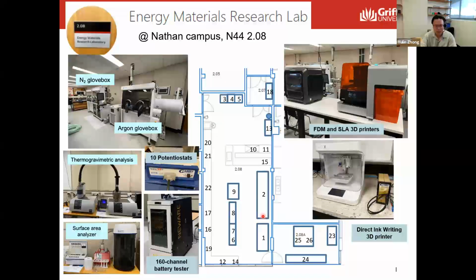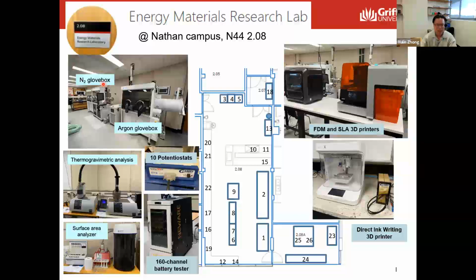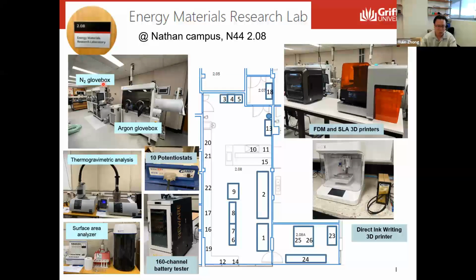At Griffith, I lead this energy materials research lab, currently in the N44 building. In this lab we have all the typical stuff: an argon glove box for lithium-ion battery research, and a nitrogen glove box with an evaporator for solar cell research. I share this lab with a couple of colleagues, in particular Mugi, who is the expert in solar cells, and a relatively newer colleague, Sina Jamali, an expert in electrochemical sensors.